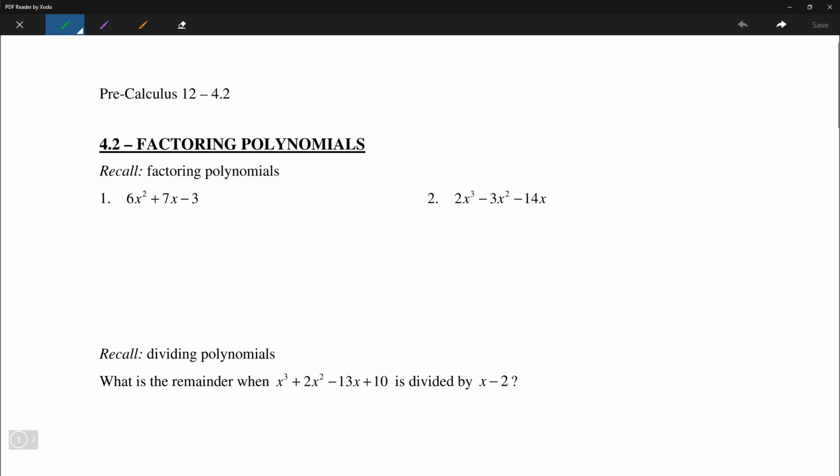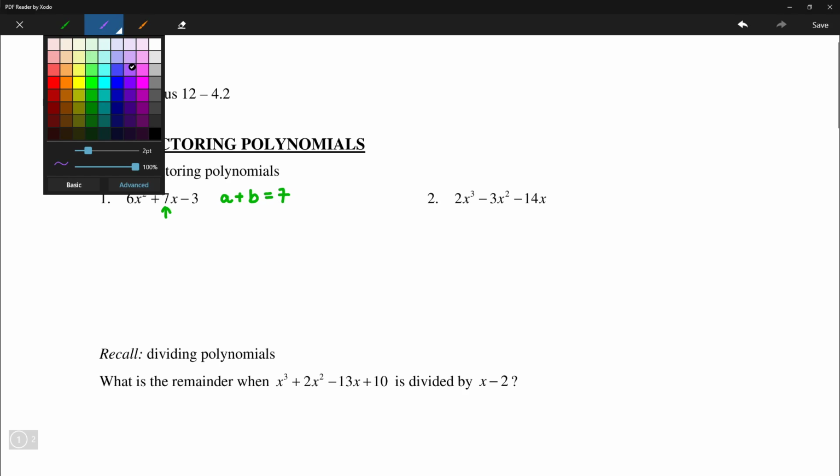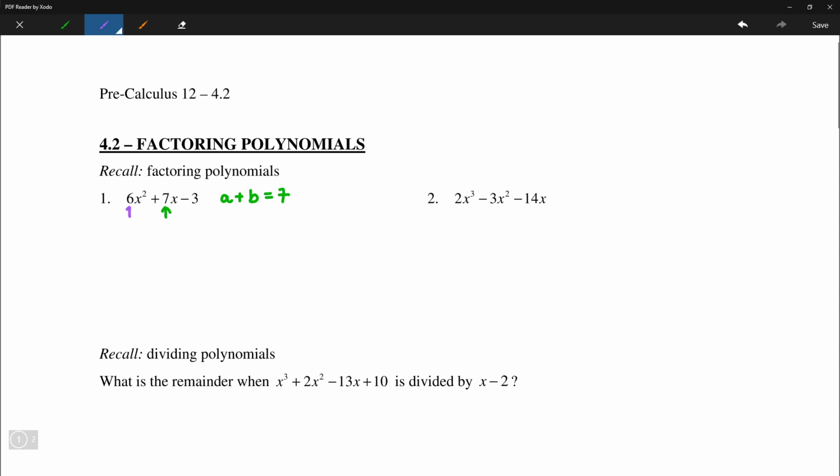So we'll notice that the middle term here, 7x, so we are looking for two numbers that add up to 7 and also have a product of the leading coefficient of 6 times the constant of -3. So a times b is equal to -18. So we will have that a is equal to 9 and b is equal to -2.